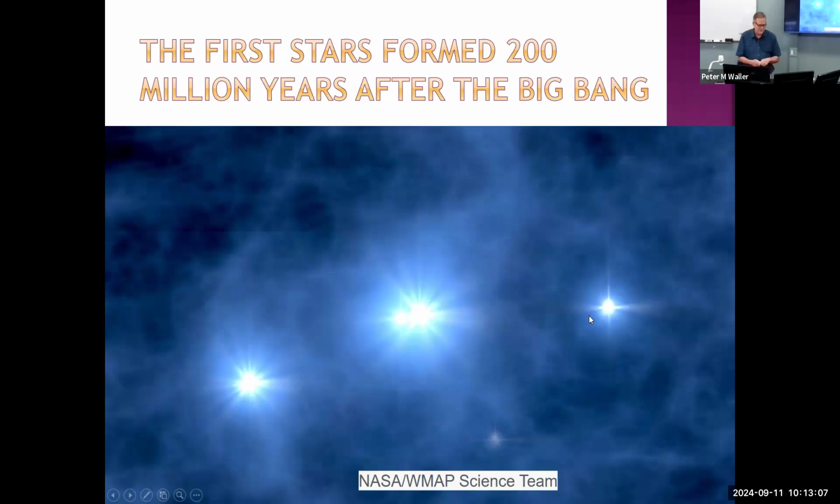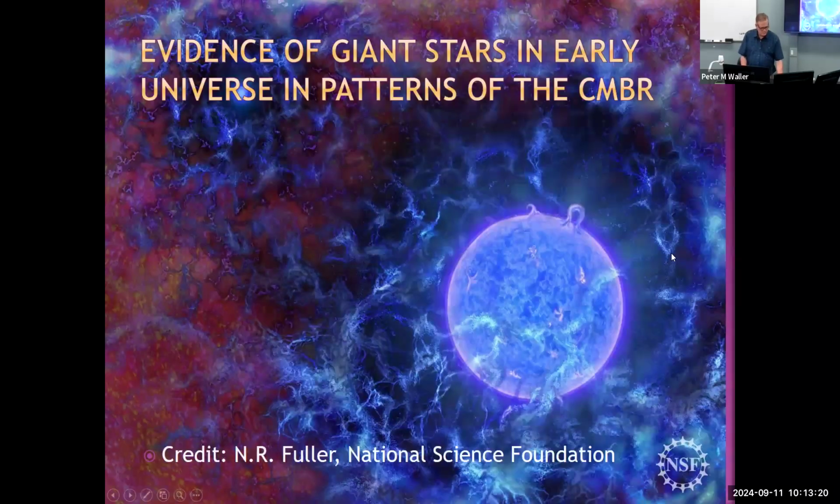Obviously, nobody took a picture of this, but this is a view of what they think it might have looked like. They were probably hundreds of times larger than the sun. And the reason they know they formed is that they altered the pattern of the cosmic microwave background radiation in the early universe. So they can see in the pattern that these stars formed.